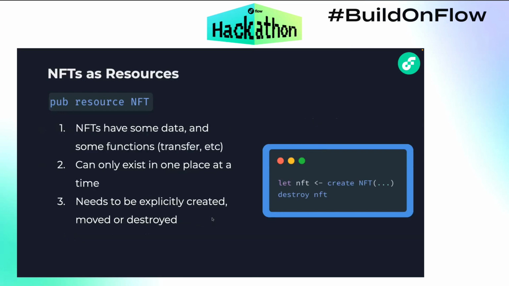And when we think about NFTs as resources, NFTs have some data, right? They have metadata, their name, description, image, and so on. They have some functions like transfer and mint and burn. NFTs can also only exist in one place at a time. So either they're with you or they're with me or they're with somebody else. They need to be explicitly created by the contract through a mint function. They need to be explicitly moved, so you need to transfer them yourself, and they need to be explicitly destroyed if you want to do that, like burn.